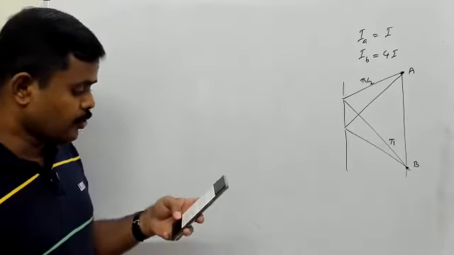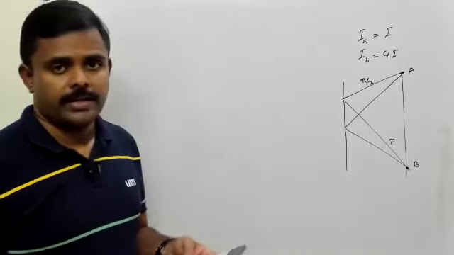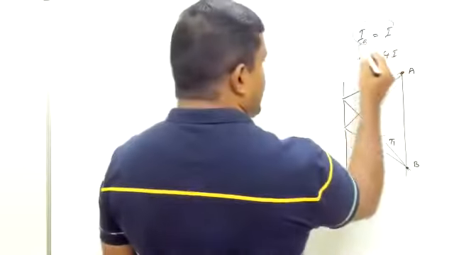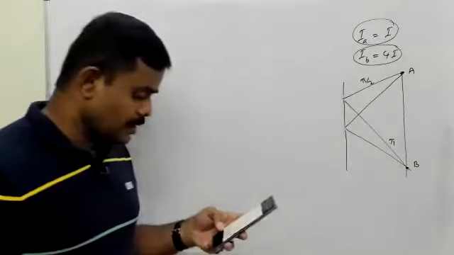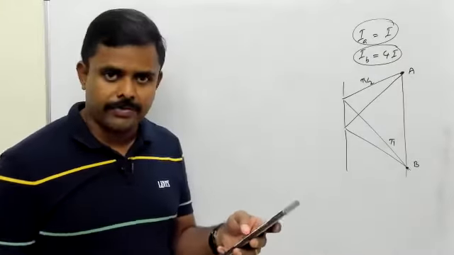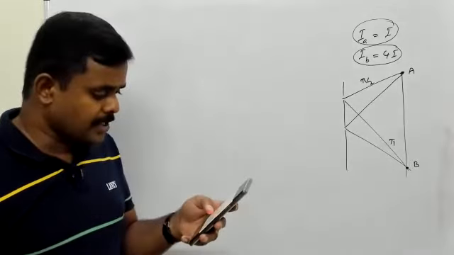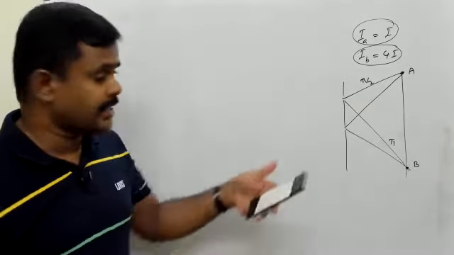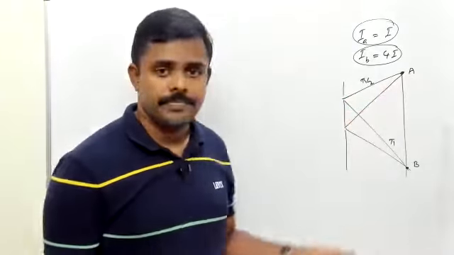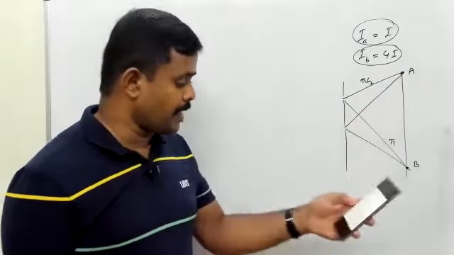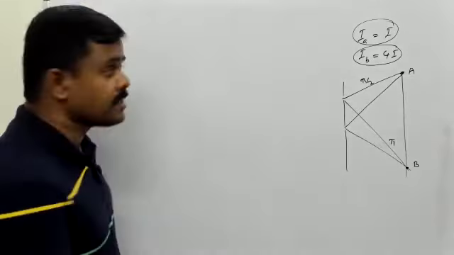Read it again. Two beams of light having intensities I and 4I. First intensity is I, second intensity 4I. They superimpose and interfere to produce a pattern on the screen. The phase difference between the beams is pi/2 upon meeting at A, and pi upon meeting at B. Then the difference between intensities at A and B. I need to find the intensities at A and B.